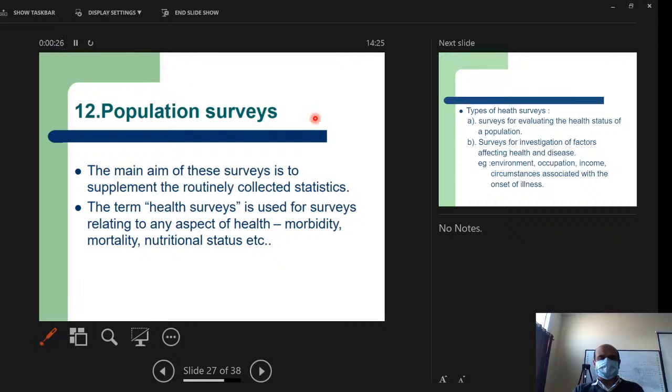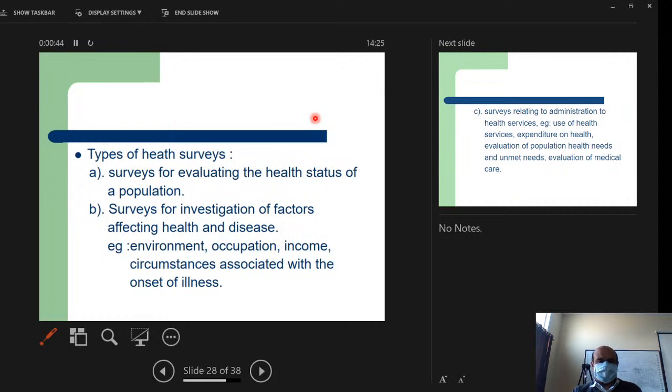Population survey. The main aim of this survey is to supplement routinely collected statistics. The term health survey is used for the survey related to any aspect of health, morbidity, mortality, nutritional status, etc. The types of health survey are surveys for evaluating the health status of the population, surveys for investigation of factors affecting health and the disease.